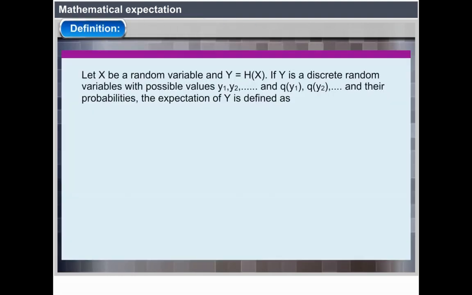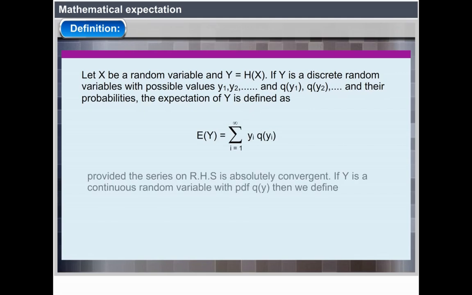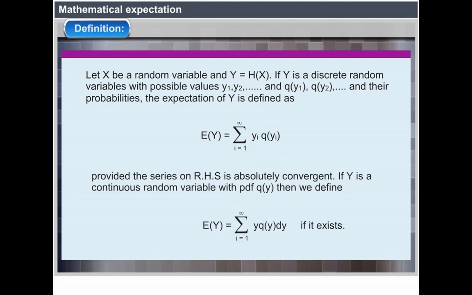Definition. Let X be a random variable and Y equal to h of X. If Y is a discrete random variable with possible values y1, y2, etc., and q of y1, q of y2, etc. are their probabilities, the expectation of Y is defined as E of Y equal to summation i equal to 1 to infinity yi q of yi, provided the series on the right hand side is absolutely convergent. If Y is a continuous random variable with PDF q of y, then we define E of Y equal to integral minus infinity to plus infinity y into q of y into dy, if it exists.